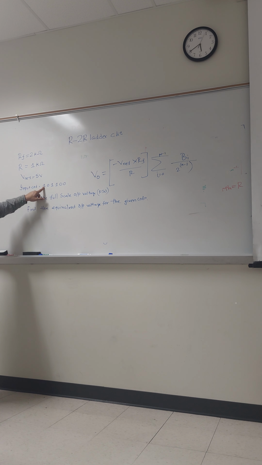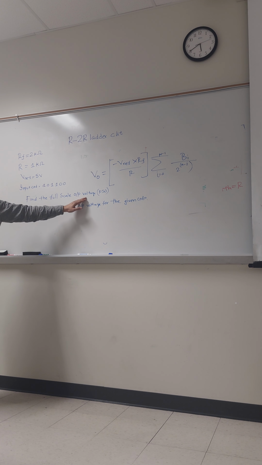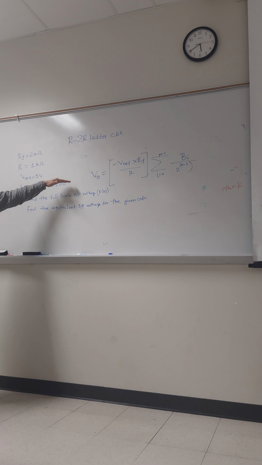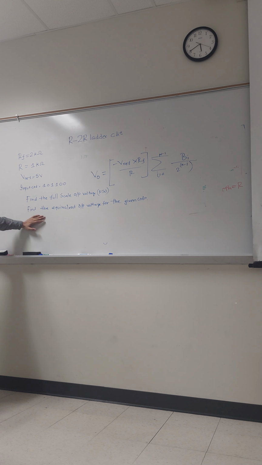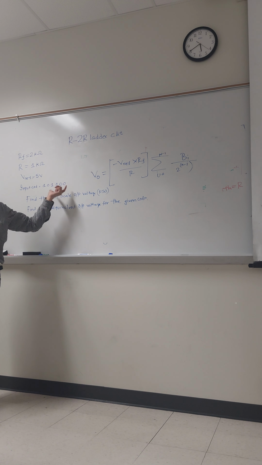So here, how many bits? 1, 2, 3, 4, 5, 6 bits. So you have to design the 6 bits. Then we have to find out the full scale output voltage. What does it mean? Whenever we have all ones, then what will be our output voltage? And the third one is to find the equivalent output voltage for this given load.